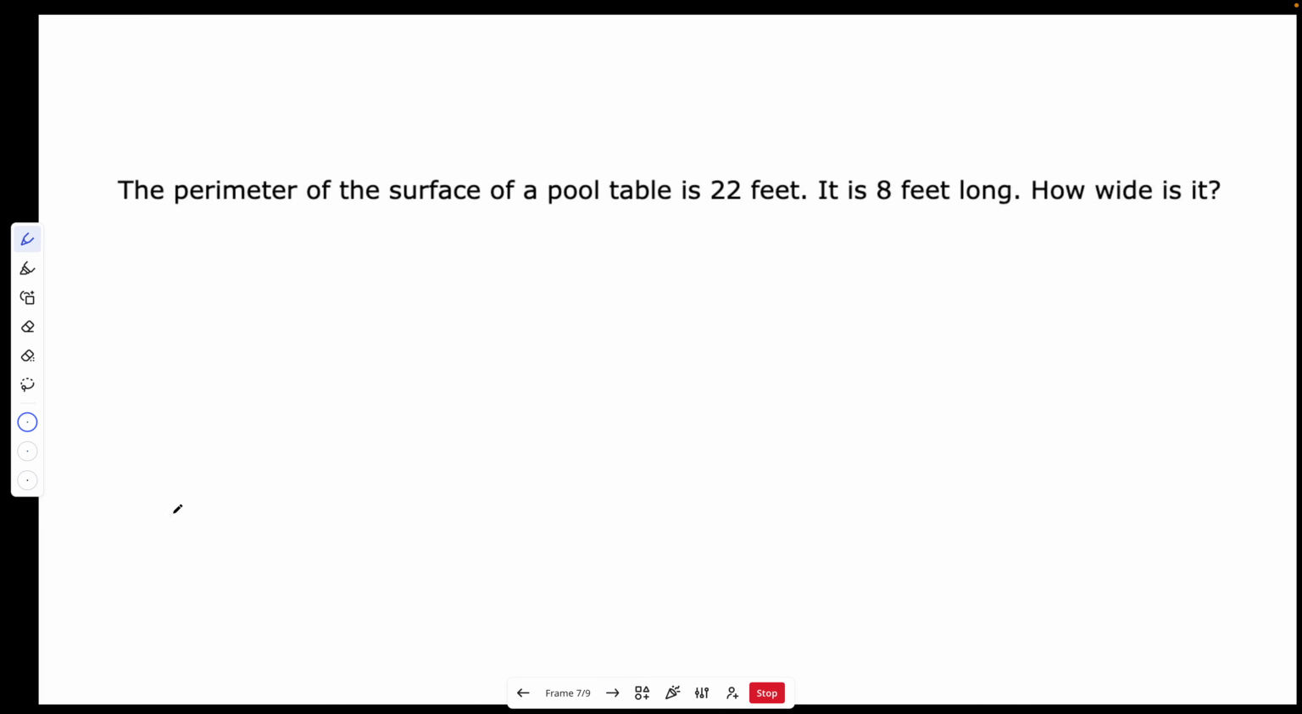All right, for this problem, it's kind of backwards because here they give you the answer. They say the perimeter of the surface of a pool table is 22 feet. They tell you it is 8 feet long. How wide is it? All right, so first things first, let me draw a wonderful pool table.